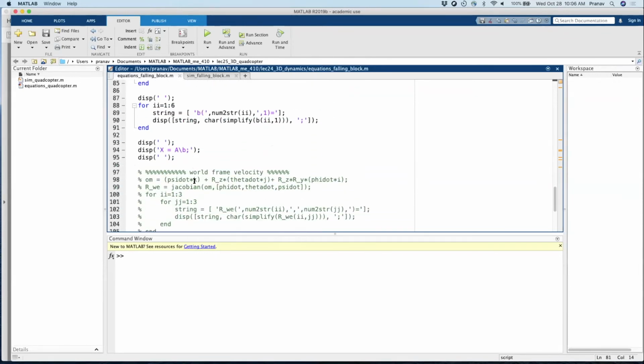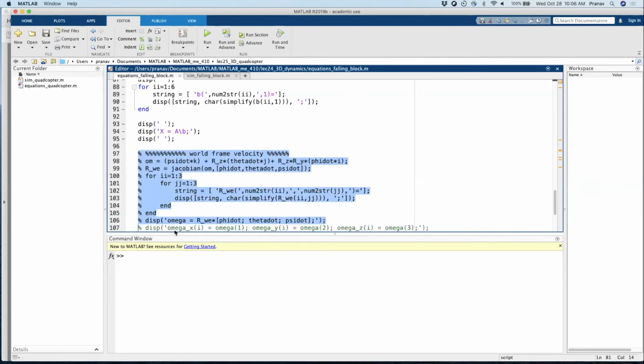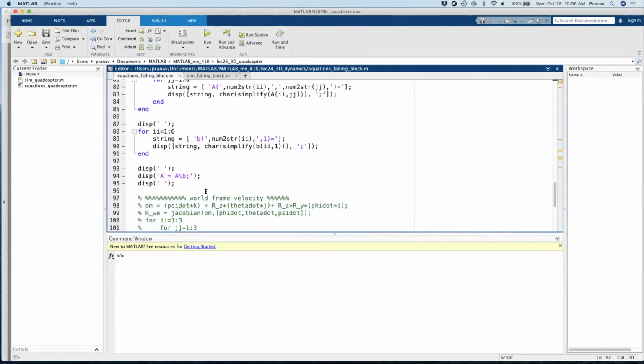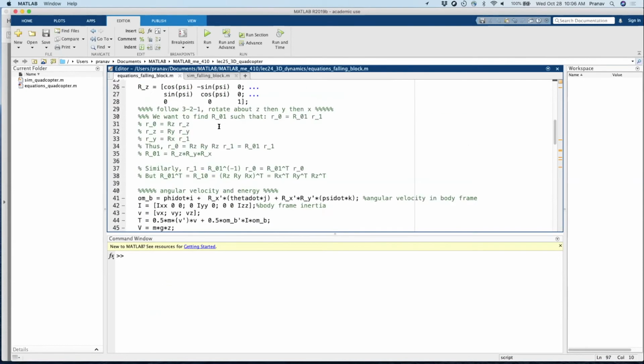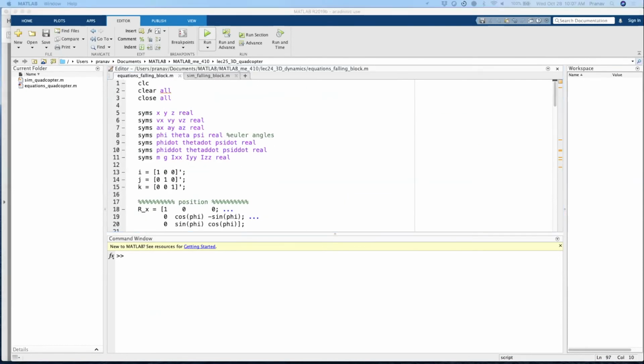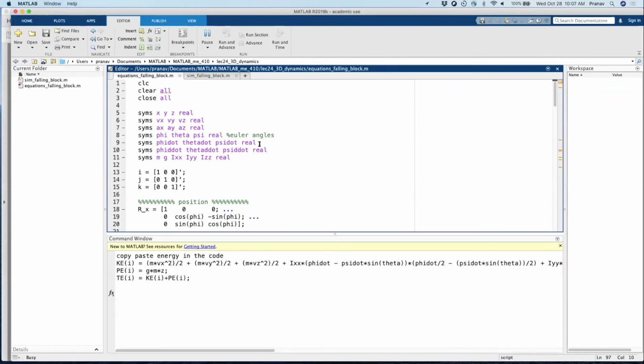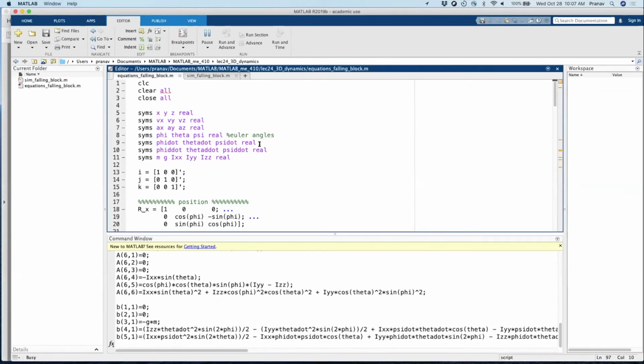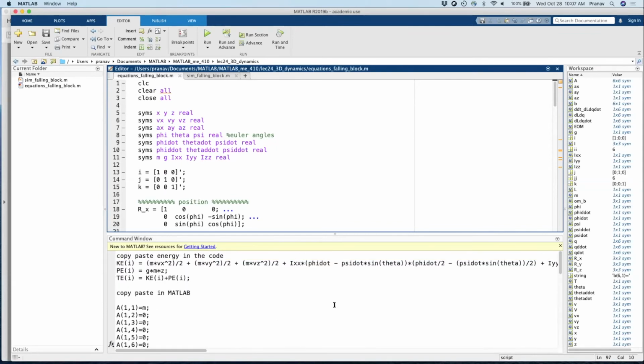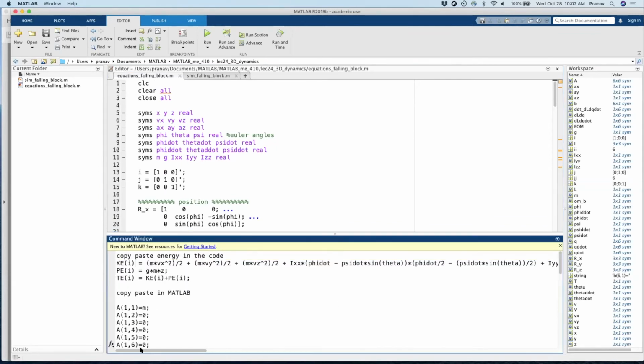So let us run this. There are some additional things which you do not need, but I put them there so that if you need them anytime, you can just copy paste it. So let's run this. Okay, what you notice is that this kinetic energy is a really long term. See this?